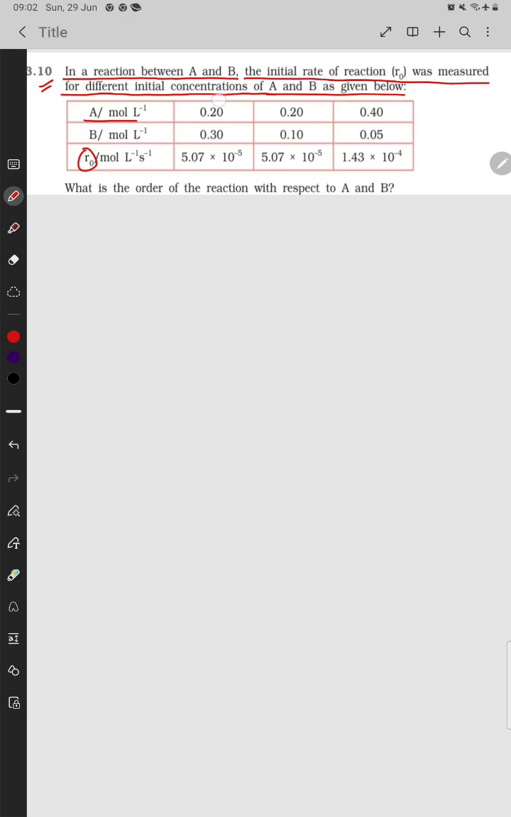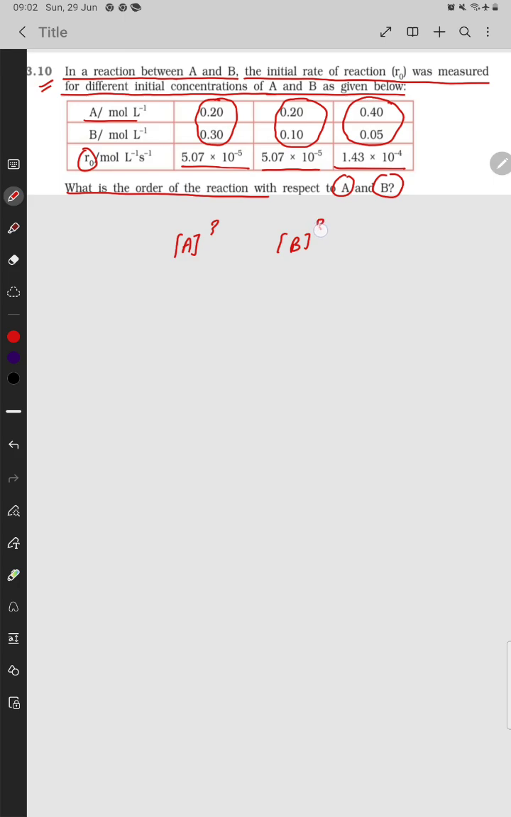Rate is given for each combination of concentrations of A and B. When the concentration changes a little, the rate remains the same, and when the concentrations are 0.40 and 0.05, the rate changes. What is the order of reaction with respect to A and with respect to B? They are asking what is the power of A, student. What power will come out on A, and what power will come out on B?